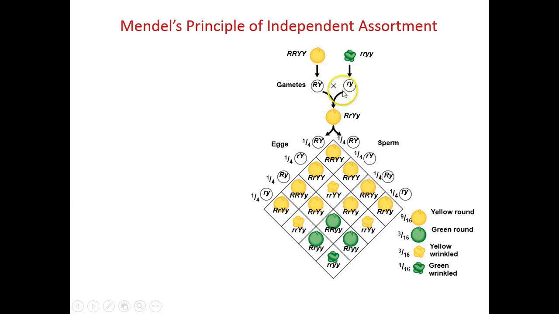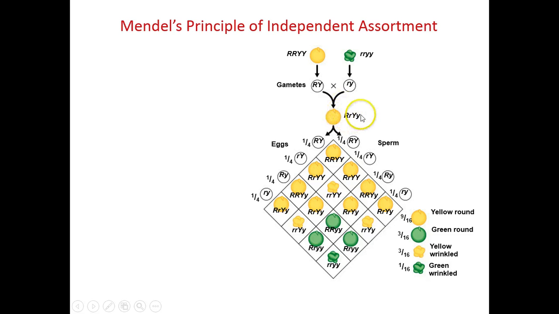Now, when you combine those gametes, you end up with an individual who's heterozygous at both traits. So they have a big R, little r. Because they've got a big R, they're round. Big Y, little y, they're heterozygous, but because they've got the big Y, they're yellow.